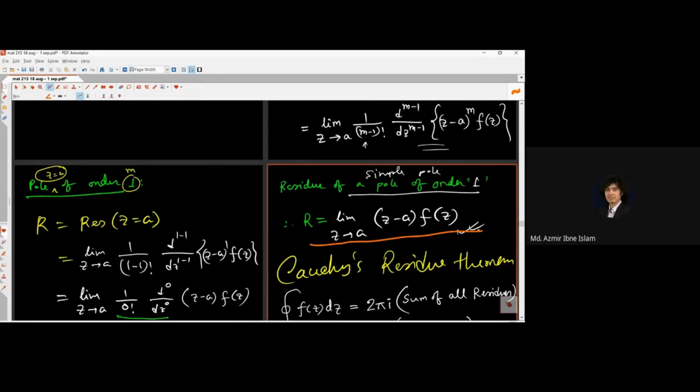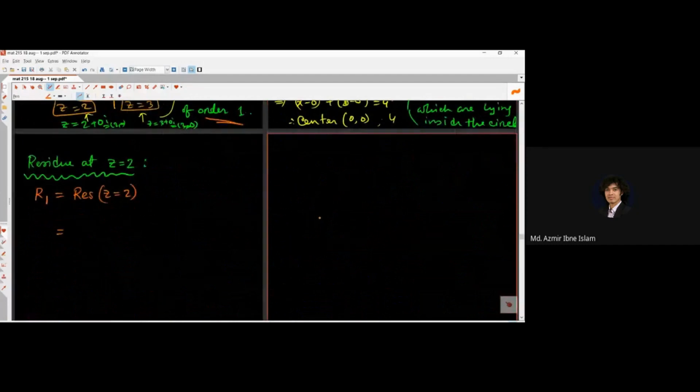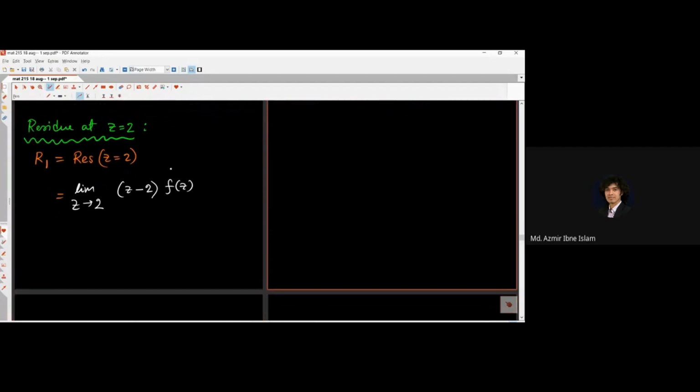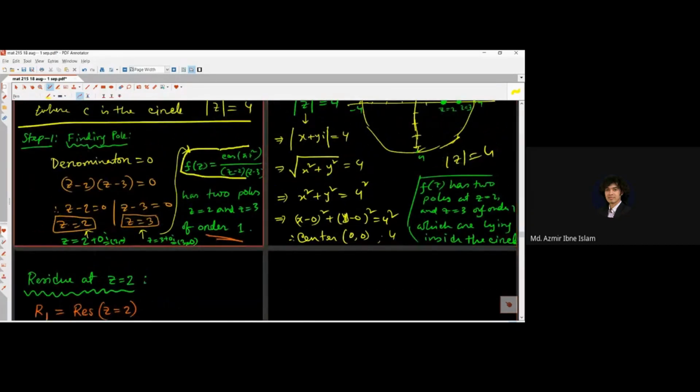Yes, sir. So let's try to find the residue. Limit z tends to a, (z minus a) f of z. So the formula will be limit z tends to a, here z tends to 2, (z negative a), that means (z negative 2), f of z. So let's try to find this one. Limit z tends to 2. So have you understood the formula? Since it is a pole of order 1, that's why we have used this formula. (z negative 2). Now, what is f of z? F of z is this one. Can you see?